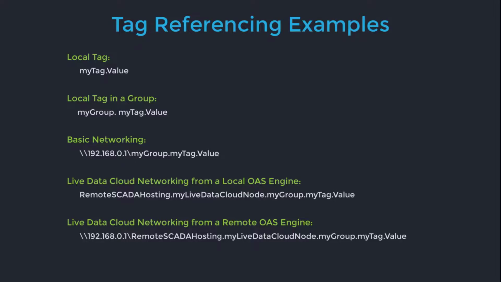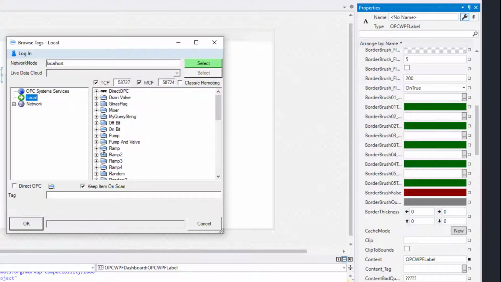Here are some examples of referencing tags based on their location. Please be aware that tag names are case sensitive. I'm going to select this ramp tag and its value property and say OK. You can choose to display any property of the tag, but value is the most commonly used. The ramp tag has a data type of double float.